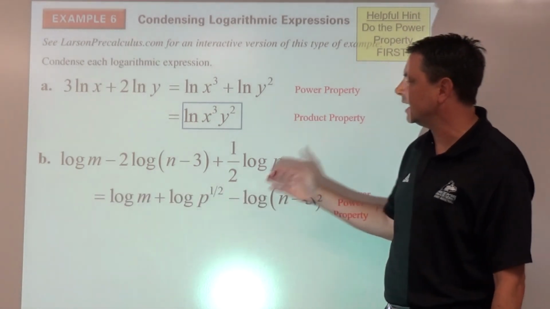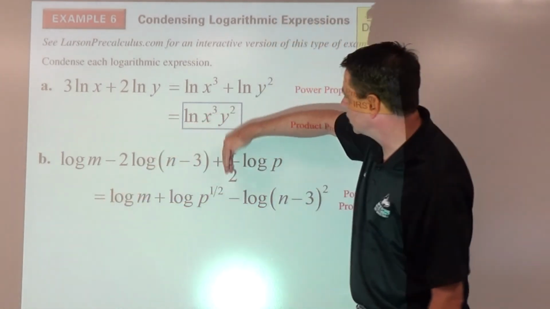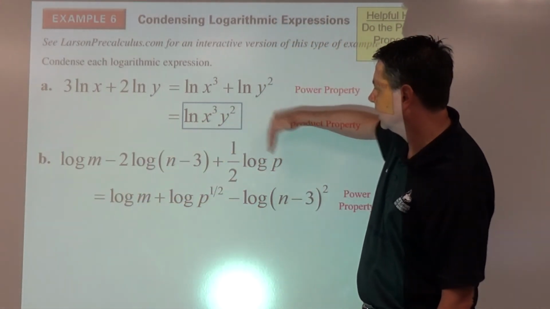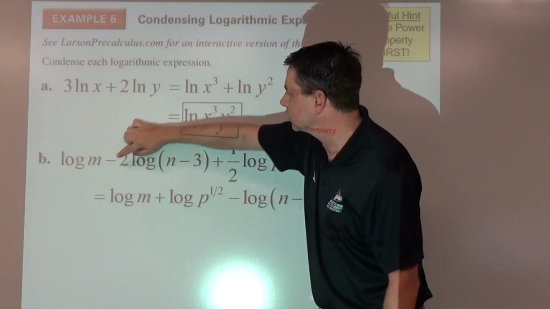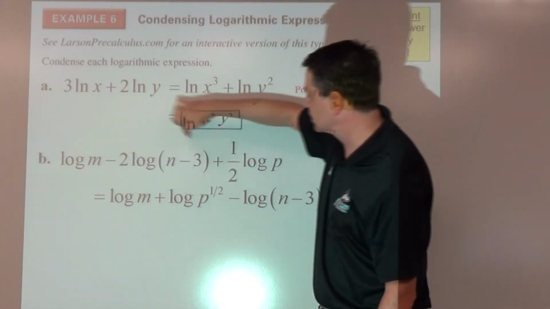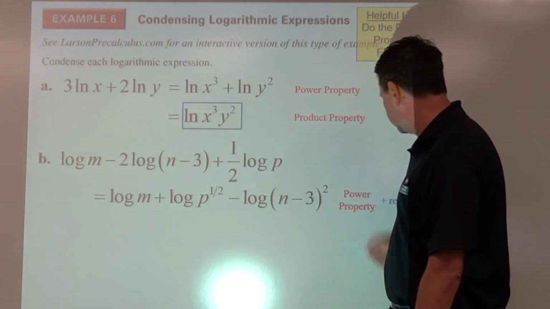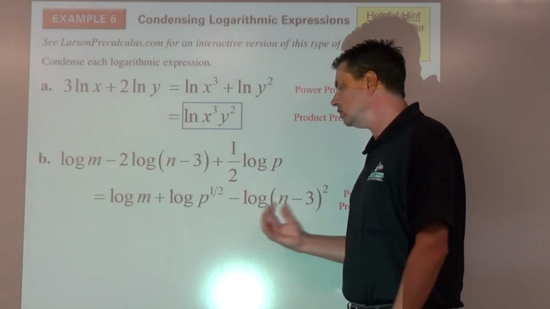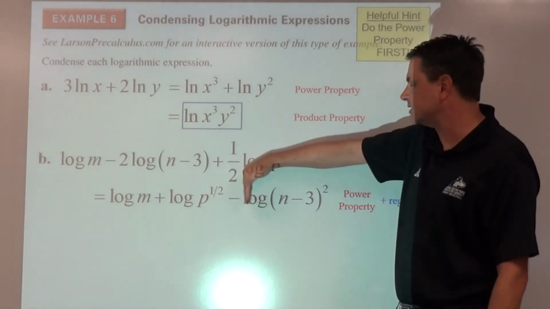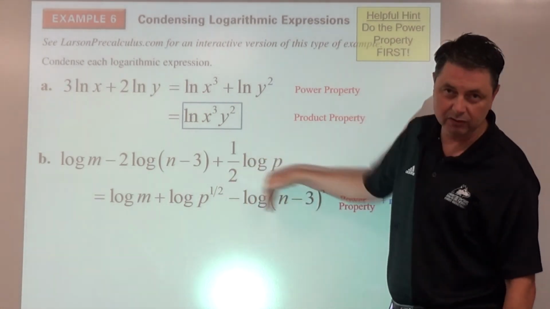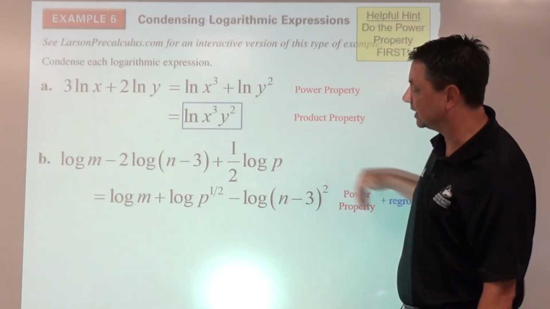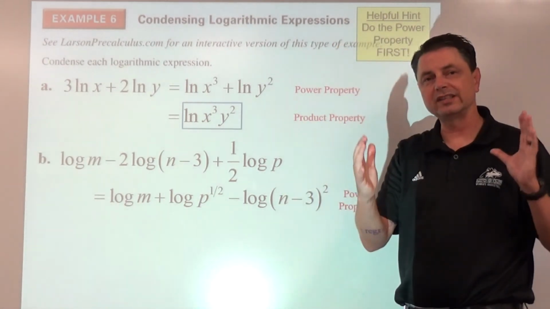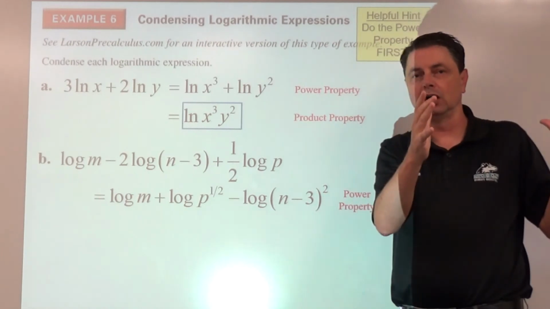Once we've done that, we're good here. This one here, the 1/2 is going to move up as an exponent. Same thing here with the 2. Keep the minus. The 2 is going to move up as the exponent. So we did the power property and we regrouped. This time we only have one negative log, but if we had multiple negative logs, we would want to group those together with one set of parentheses. So minus and then all of this.